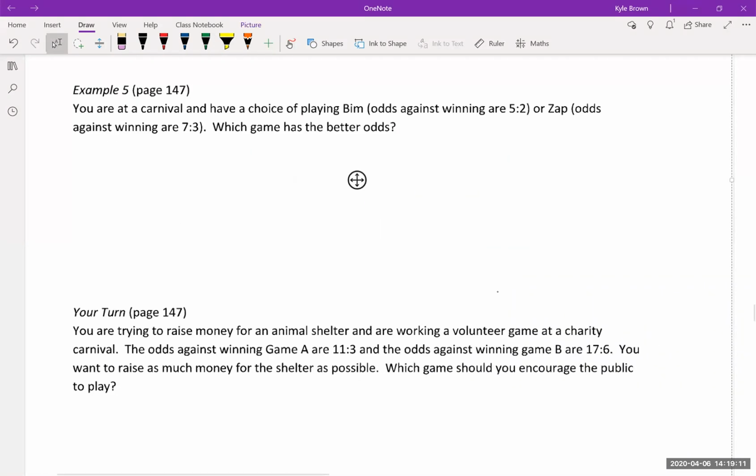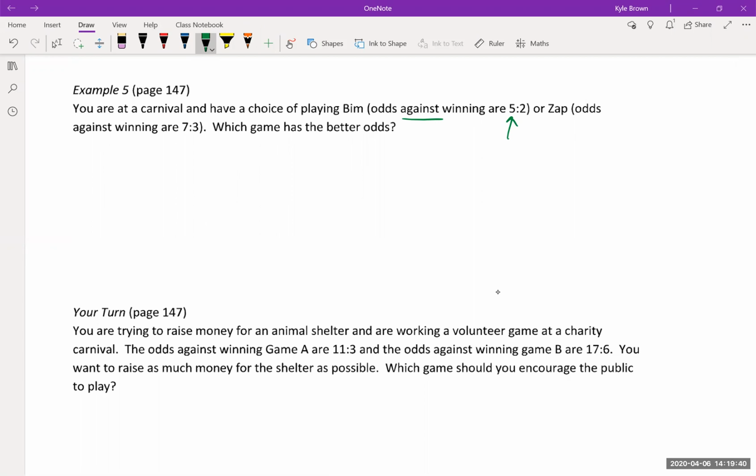Now, you're at a carnival. You have a choice of playing BIM, odds against winning are 5 to 2, or Zap, which odds against winning are 7 to 3. Which game has the better odds? All right, so first thing I'd do here, just to make sure we don't make a mistake, is that it says odds against winning are 5 to 2. Just to think about it properly, I'd rather write that as 2 to 5, to say, okay, what are my odds of winning? I think people think a lot clearer in odds of winning and not odds of losing.